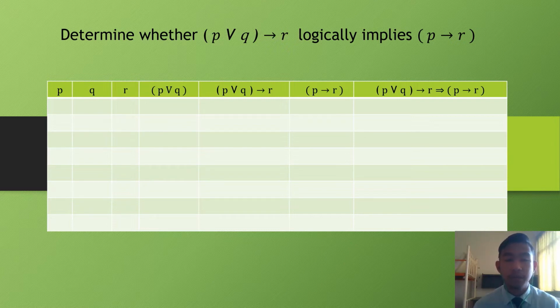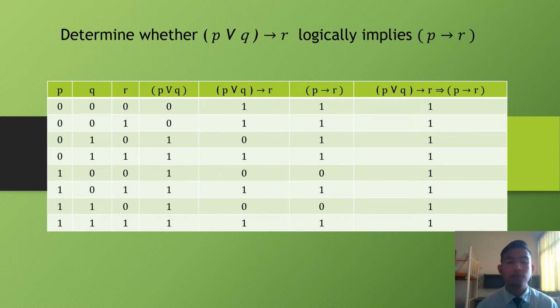We make a truth table and put in all the variables from the statement, which are P, Q, and R. Then we move to the next column, P or Q, then the next column, P or Q implies R, and then P implies R. The last column is to prove that one statement logically implies the other, so we have to look at the last column to see whether it is a tautology or not.